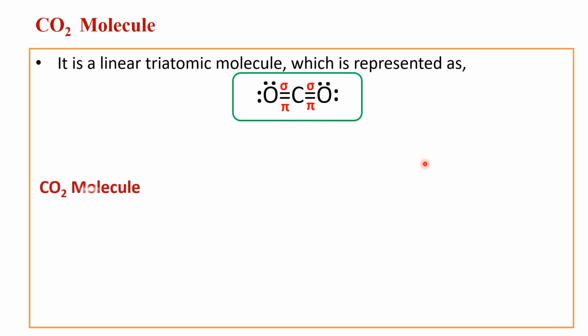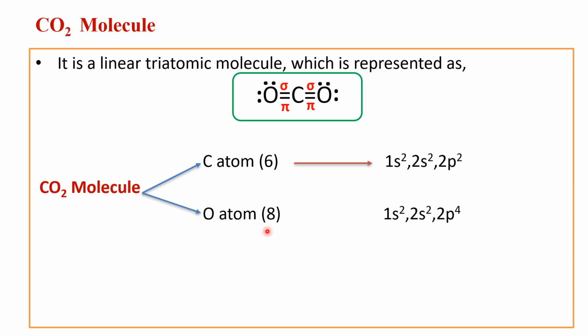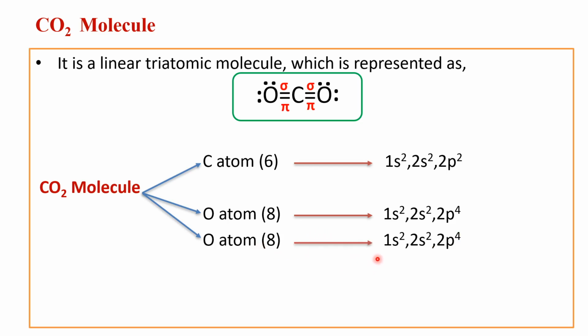Further, we can say that this CO2 molecule is formed by three atoms. So which are the three atoms? They are one carbon and the two oxygen atoms. So the first atom is the carbon atom. Carbon atom means atomic number is 6, that's why the electronic configuration is 1s2, 2s2, 2p2. The second atom is the oxygen atom. Oxygen atom means atomic number is 8, and hence the electronic configuration is 1s2, 2s2, 2p4. Again one more oxygen atom, again with the atomic number 8, means the electronic configuration is 1s2, 2s2, 2p4. So these are the three atoms which are forming the CO2 molecule.